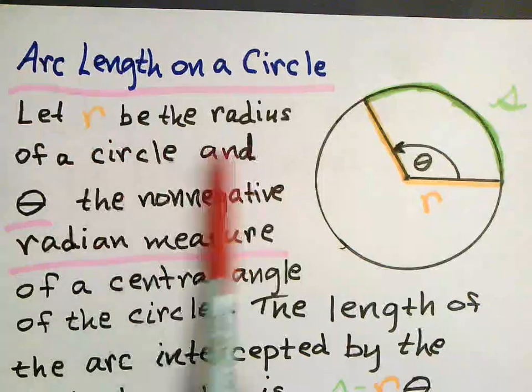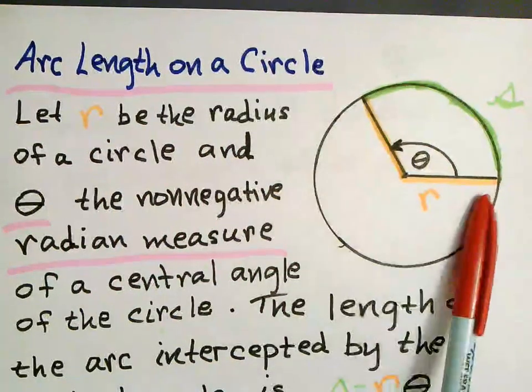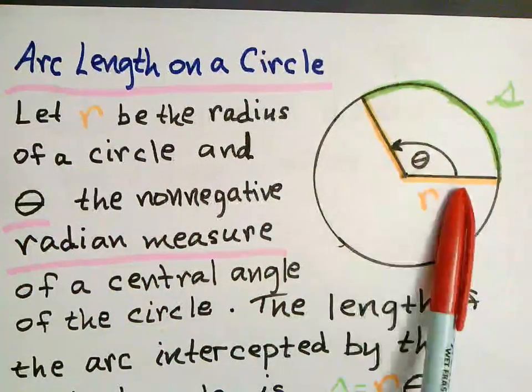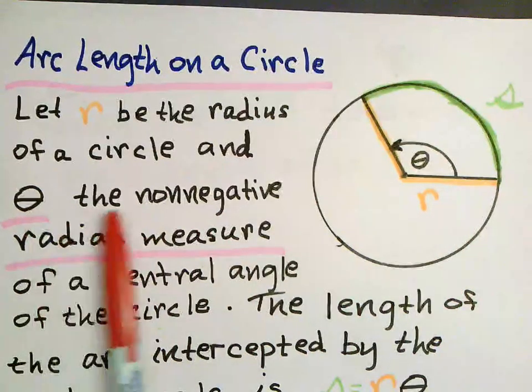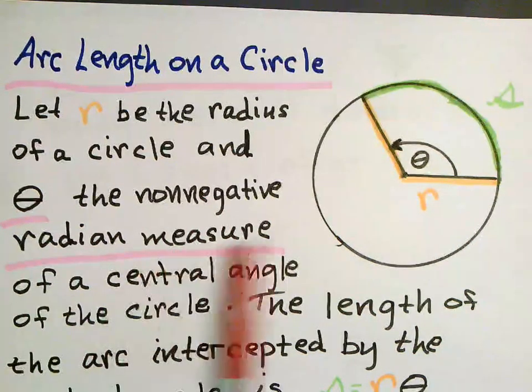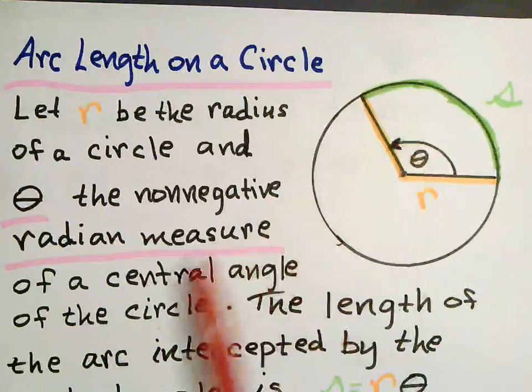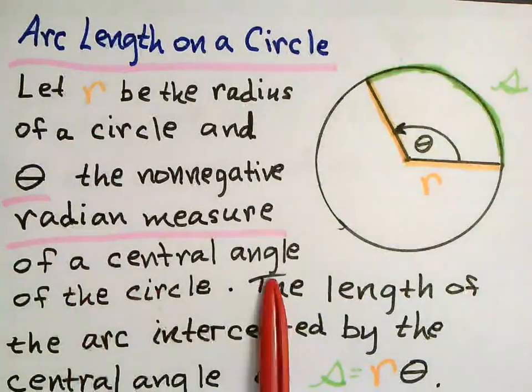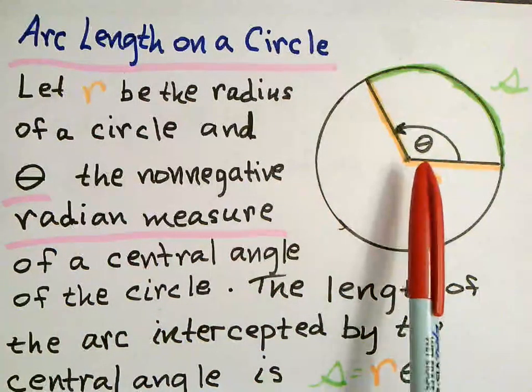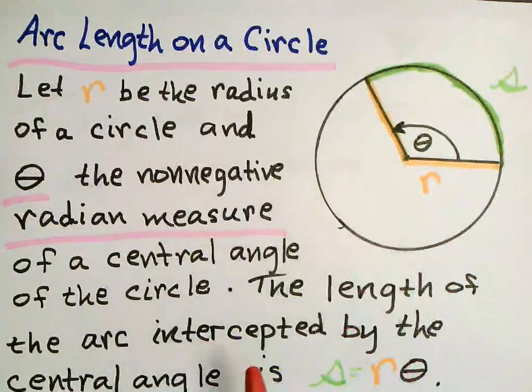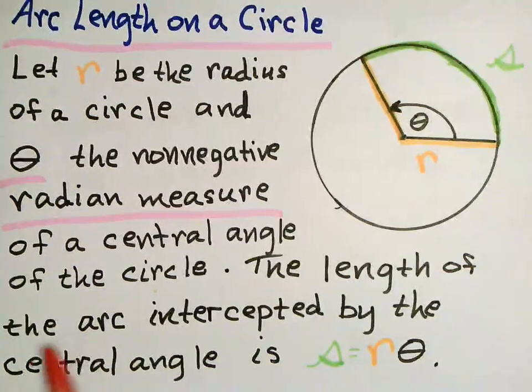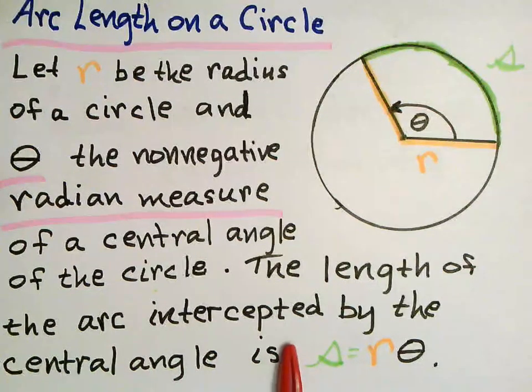Let r be the radius of the circle. Remember, radii of the same circle are congruent. Let theta be the non-negative radian measure. Here's the measure of the angle theta, of the central angle of the circle, where the vertex is at the center of the circle. The length of the arc intercepted by the central angle is S.